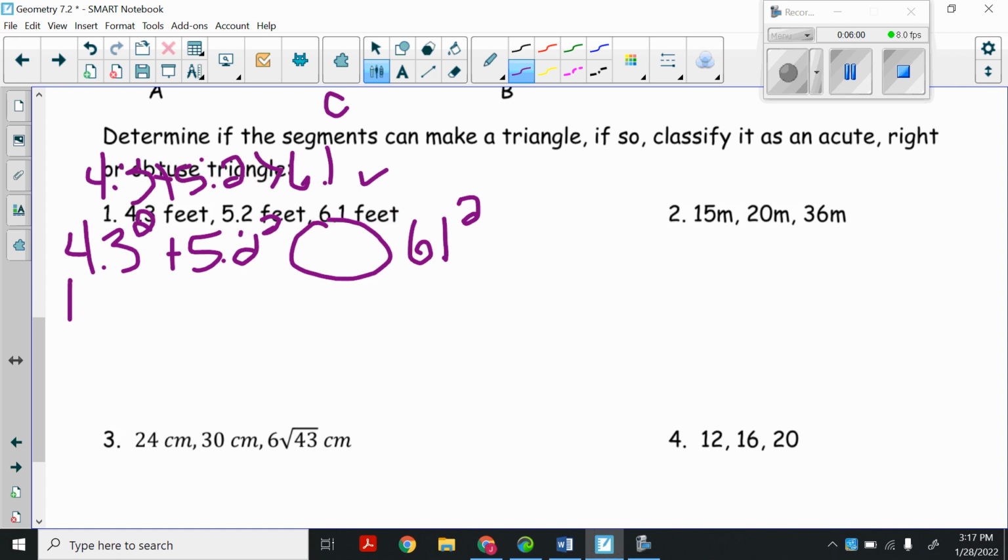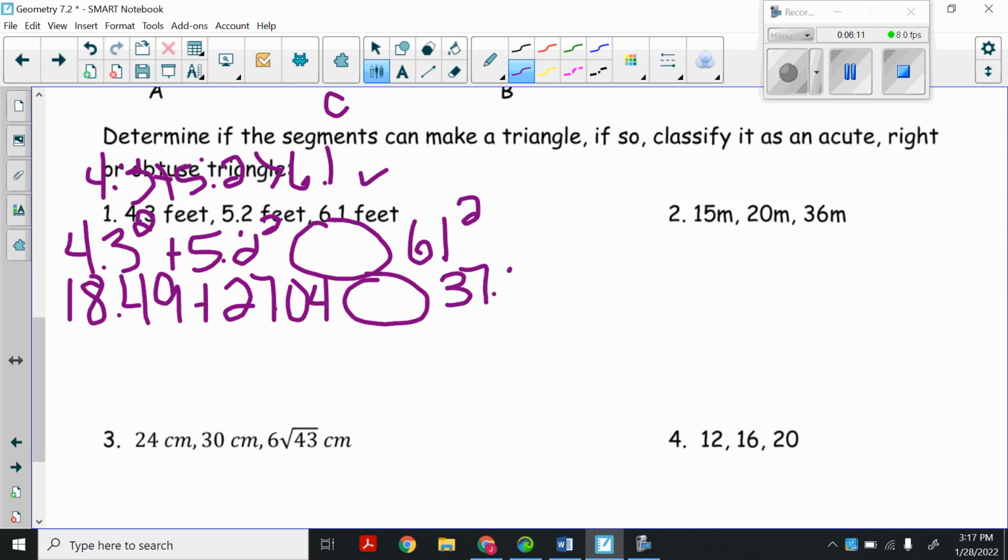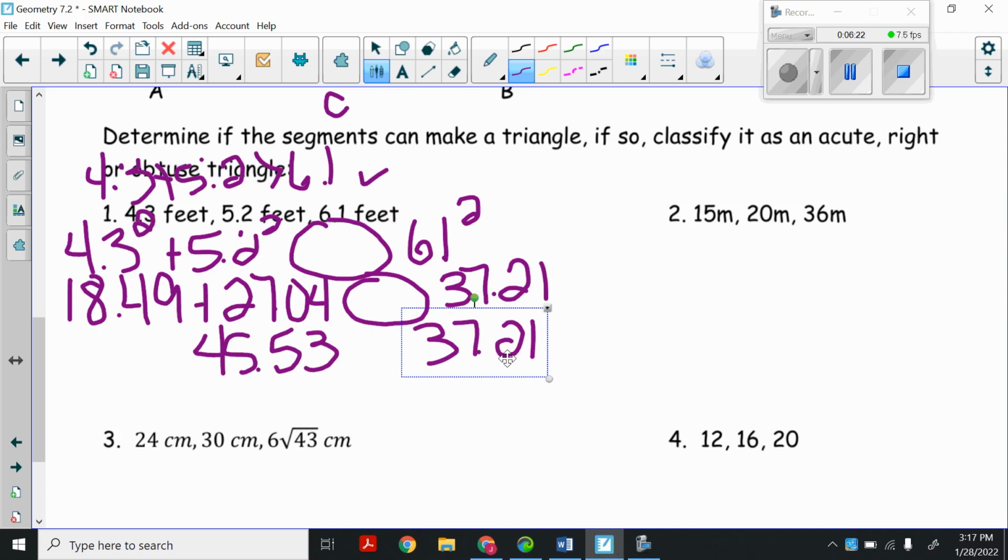So 4.3 squared is 18.49. 5.2 squared is 27.04. We'll leave this as a circle. 6.1 squared is 37.21. So add 18.49 and 27.04 together, and I get 45.53. And on this side, I have 37.21. The 45.53 is greater. Remember, this was my c squared. So c squared is smaller, therefore this is an acute triangle.